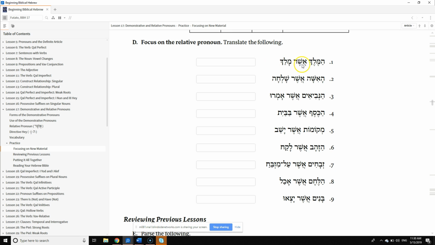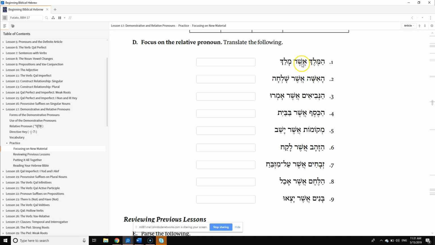So number 1, we've got hamelech asher malach. What we've got here is the noun hamelech, a definite noun, masculine singular. And then we've got a verb here. Malach is the Qal perfect 3ms form of mem lamed kaf. And so as we translate here, we've got the king who reigns. You might say the king which reigns, but which is usually used for impersonal nouns in English. A king is a person, so we would say the king who reigns.